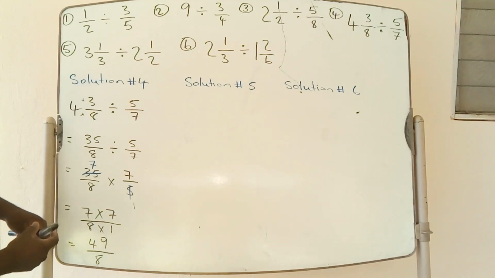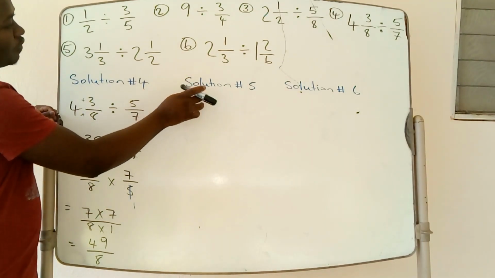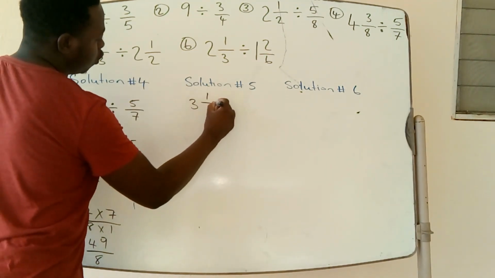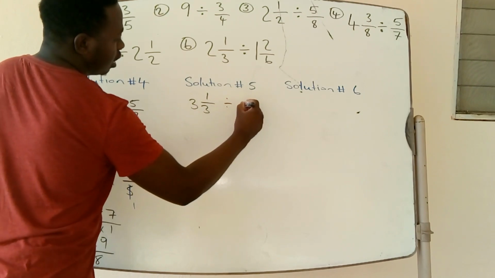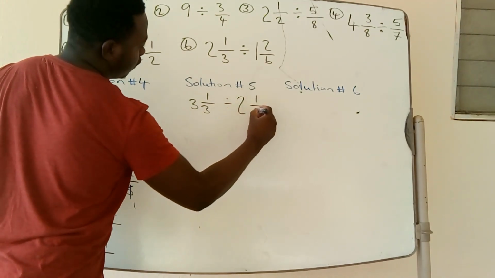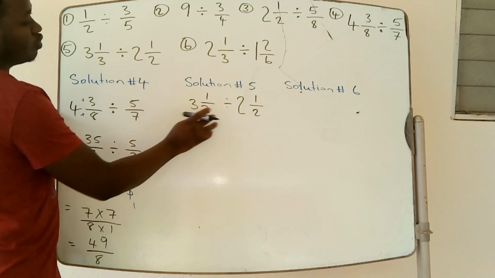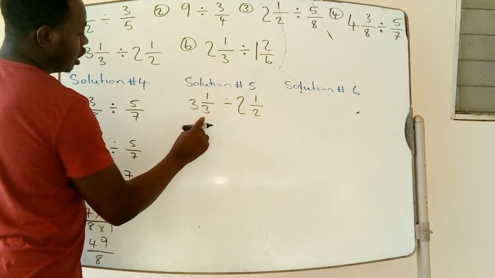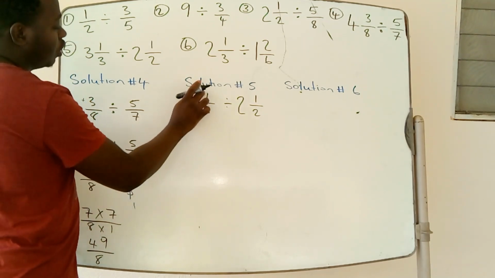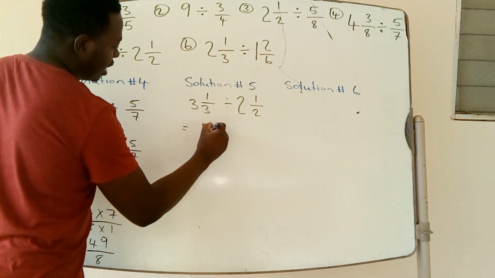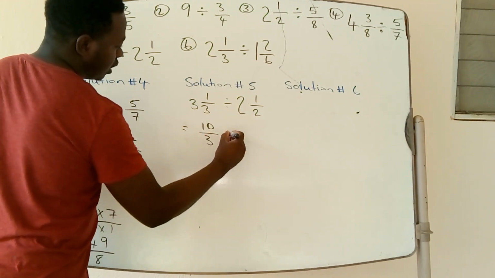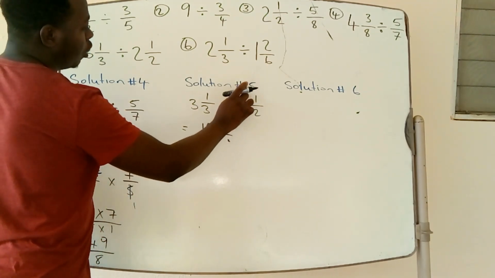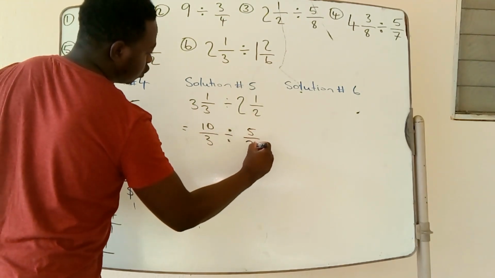Now, to solution number 5, what we're going to have here, we have 3 and 1 over 3 divided by 2 and 1 over 2. Note here we have two mixed numbers, so we need to convert these mixed numbers to improper fractions. So 3 times 3, that's 9, plus 1, that's 10, so that's going to be 10 over 3. Divided by 2 times 2, that's 4, plus 1, that's 5 over 2.